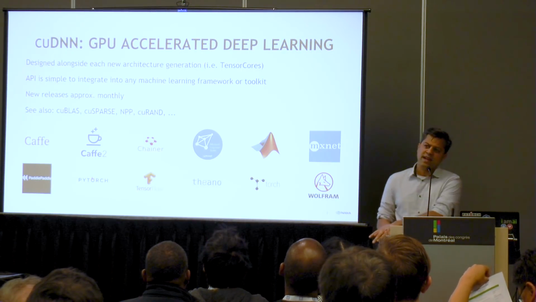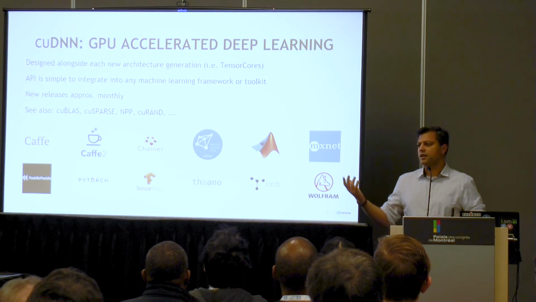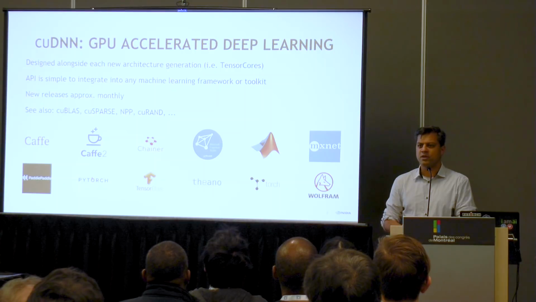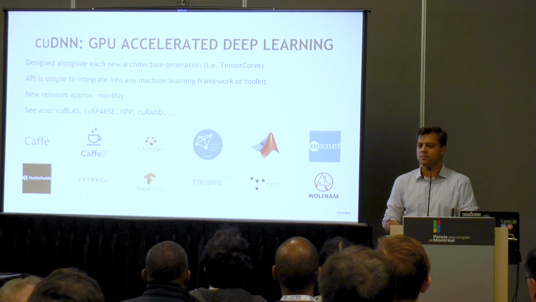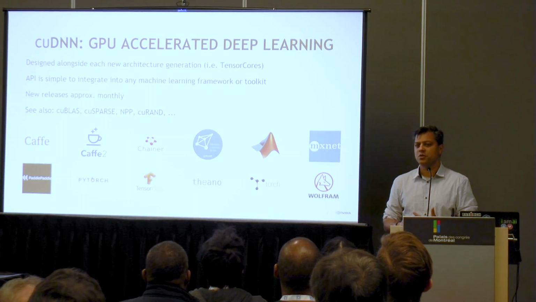The one thing I wanted to mention, if people aren't aware, that we've changed since probably the last NeurIPS conference, is that we started doing monthly releases of the cuDNN library. And this is because we wanted to get the performance improvements we've been making with TensorCores out to you guys as soon as possible.